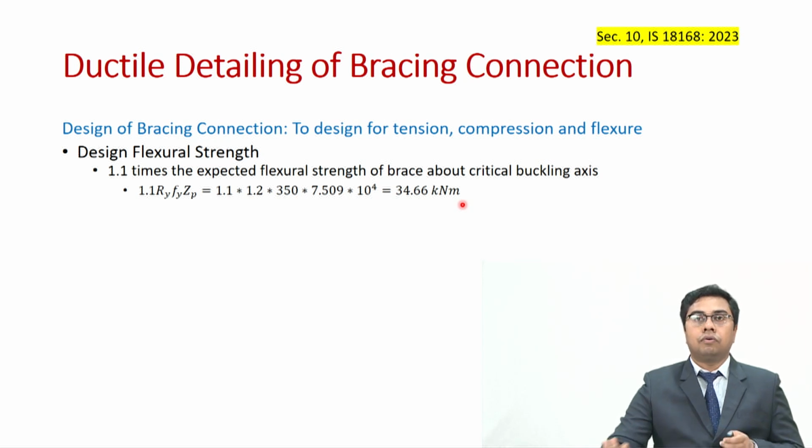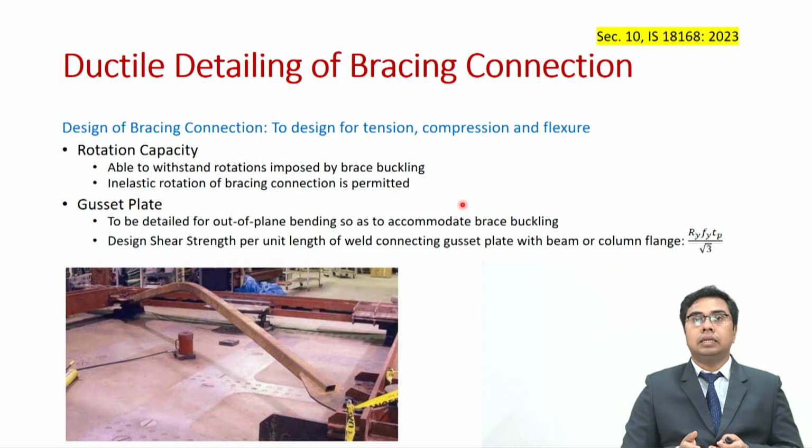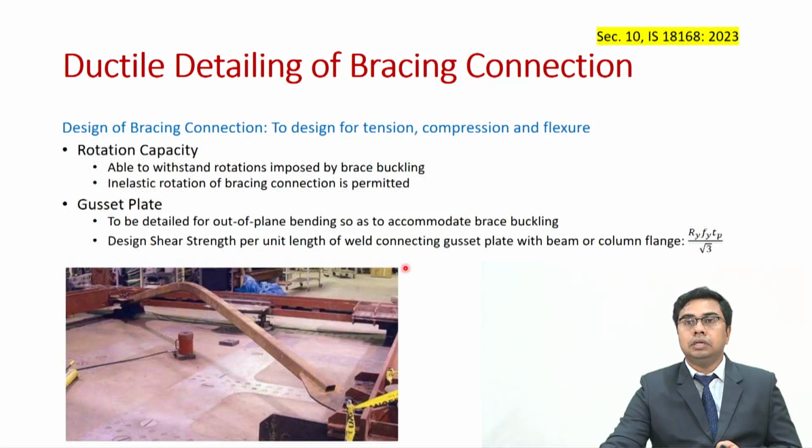Okay. Apart from designing the bracing connection for tension, compression and flexure, we should also ensure that the bracing connection has sufficient rotation capacity such that it withstands rotations imposed by brace buckling. In what manner? It has been shown in this figure. As this very brace has undergone buckling, these connections are subjected to moment, also rotation. So the connection should be able to withstand such rotations which are imposed by brace buckling. Inelastic rotation of the bracing connection is permitted.